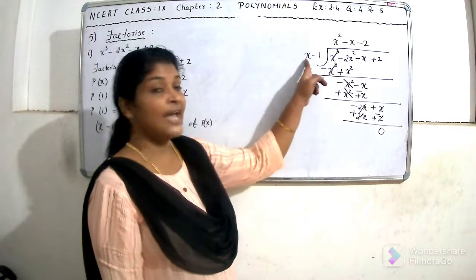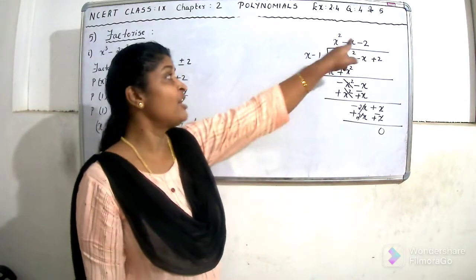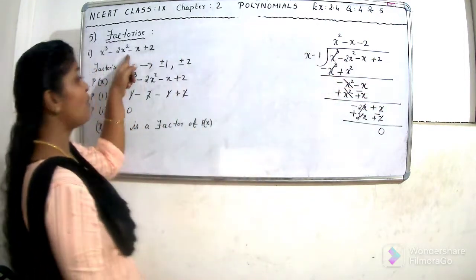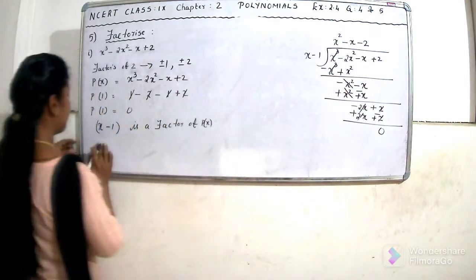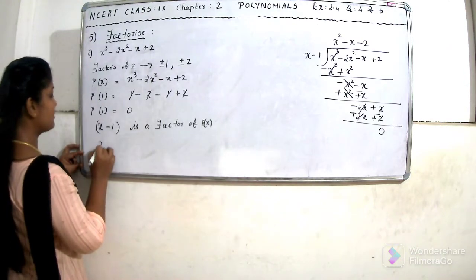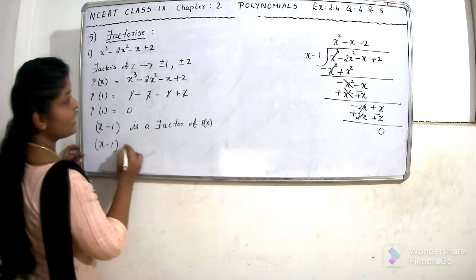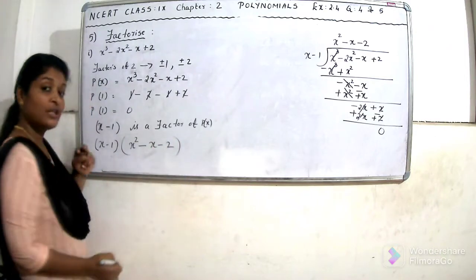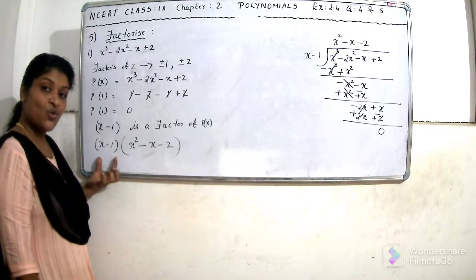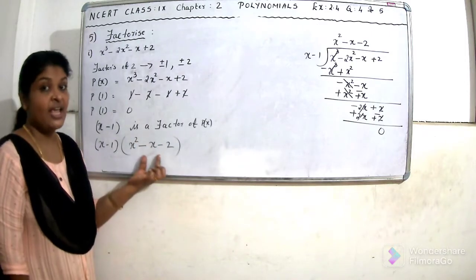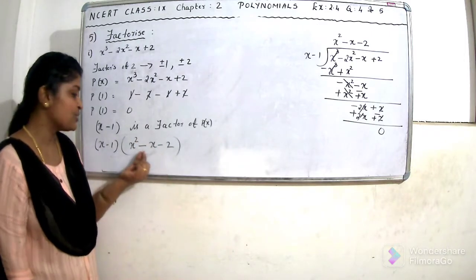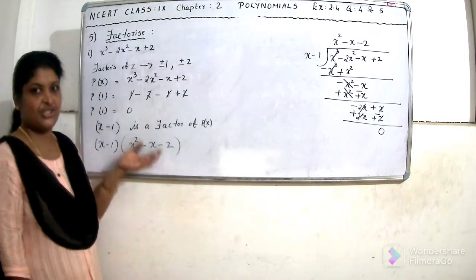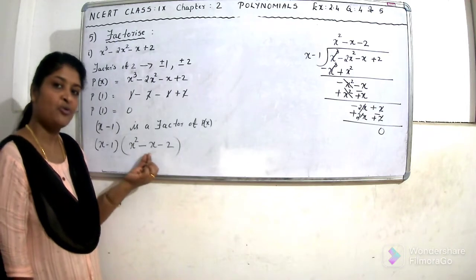So definitely x minus 1 is a factor, and x square minus x minus 2 is also a factor of this polynomial. Now we can write the two factors: x minus 1 and x square minus x minus 2. Here there is a chance to split again, because this is a quadratic polynomial. We just learned how to factorize a quadratic polynomial, so in that way we have to split this.